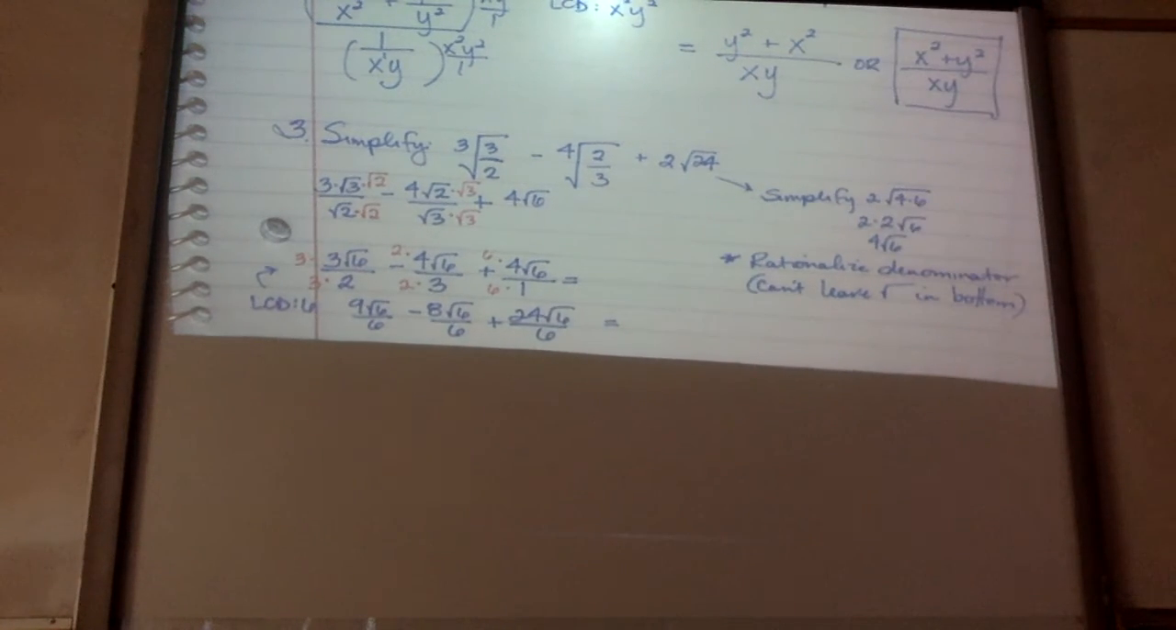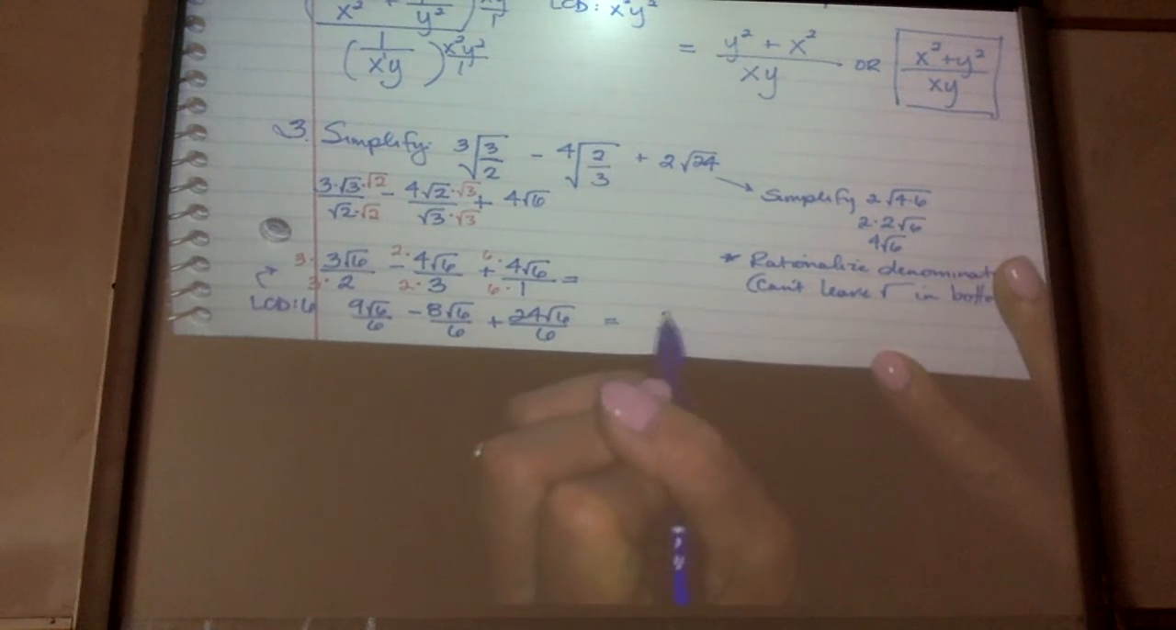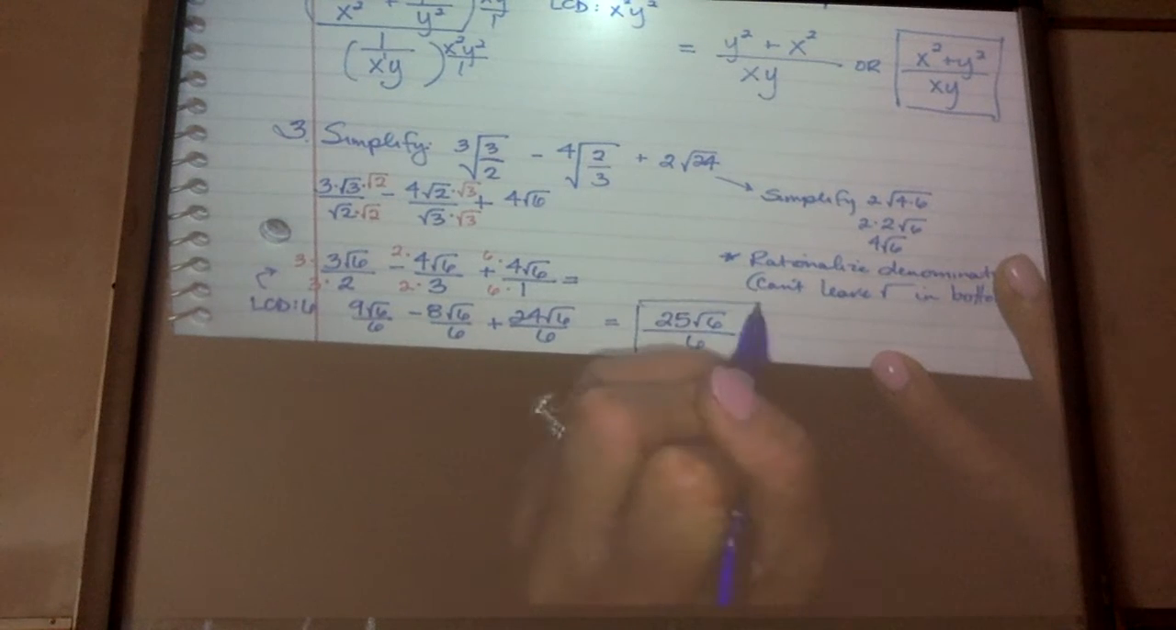And now notice, those are all beautiful. And I can combine those. So 9 minus 8 is 1. 1 plus 24 root 6 over 6. And that is the final answer.